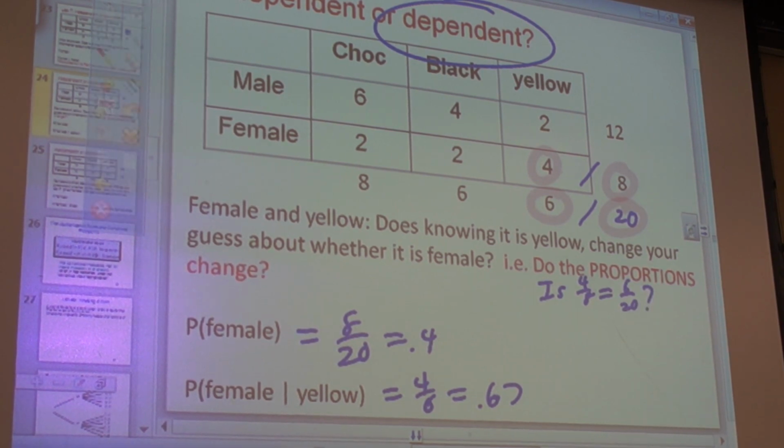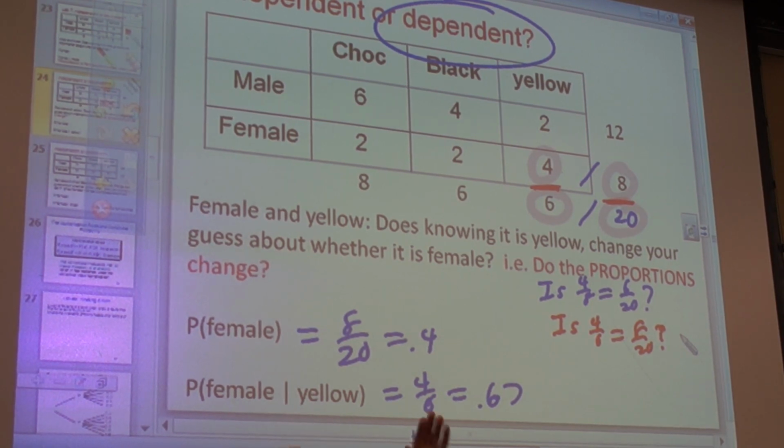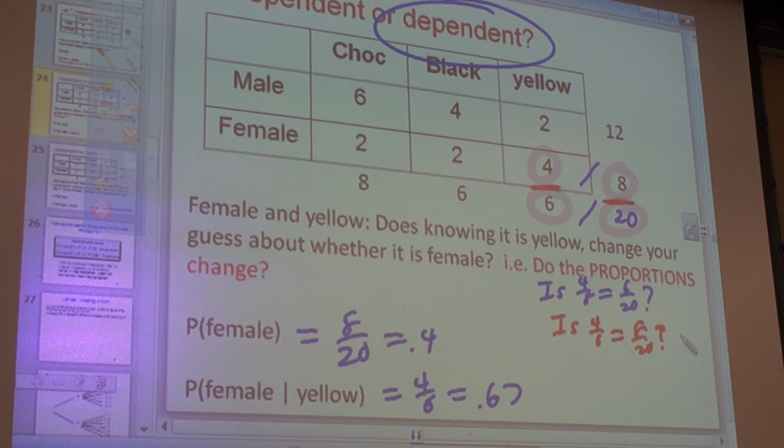Or you could go the other direction, and you could do it like this. Do you guys see what I'm saying? I'm doing 4 over 6. You guys understand what I'm saying when I do that? Is 4 over 6 equal to 8 over 20? So you can take those 4 and take them either way. Either take them this way, 4 over 6 equal to 8 over 20, or you can take them sideways and do is 4 over 6 equal to 6 over 20. You can do it either way.